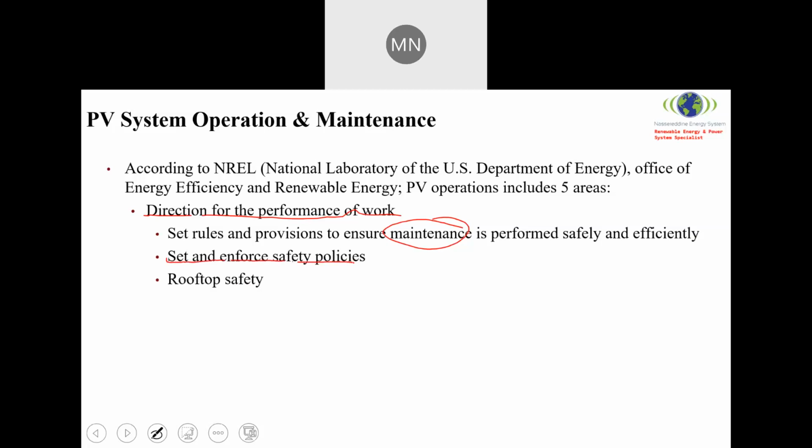Rooftop safety, because a PV system, the photovoltaic system, is usually located in a building or in a factory or a plant, industrial, commercial, residential. It's usually located on a rooftop. So you have to make sure you have rooftop safety as part of your operation. Because you're dealing with DC, could be high voltage DC, actually most likely above 500 volt DC. And you're dealing with high power AC, you could be dealing with 200, 300 kilowatts, 1 megawatt, could be. So you need to have some sort of arc flash equipment, gear, training, and so on and so forth.